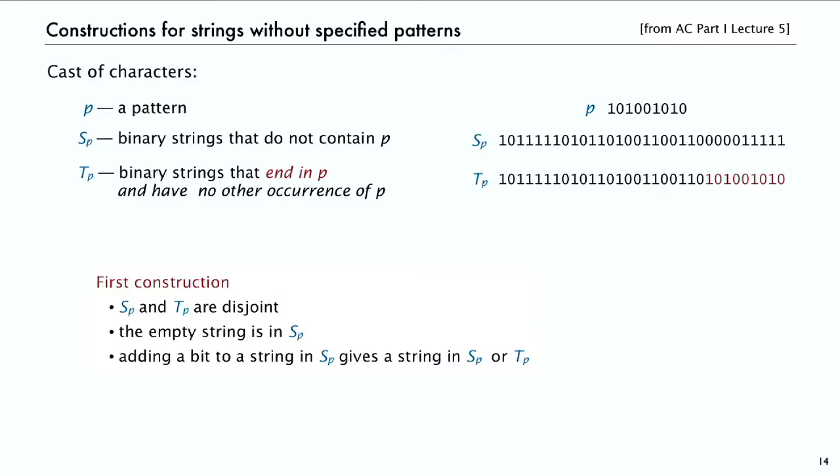The first construction is to notice that these things are disjoint. If a string doesn't contain P, then it can't end in P. SP has the empty string, and if you add a bit to a string in SP, either you get a string that doesn't contain the pattern or you get a string that ends in the pattern. That corresponds to this combinatorial construction.